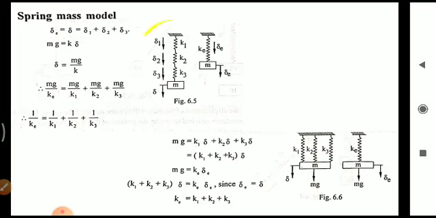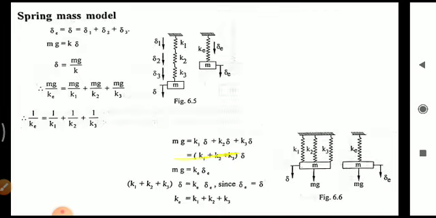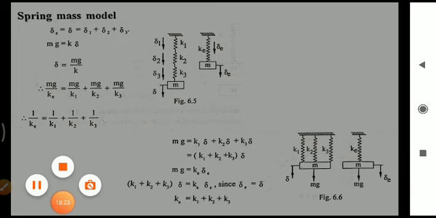So if the springs are connected in series, 1 by Ke is 1 by K1 plus 1 by K2 plus 1 by K3. If the springs are connected in parallel, Ke is K1 plus K2 plus K3. It is almost like how we calculate capacitance in an electrical circuit. Okay. So we will have some problems in connection with the spring mass model. We will be discussing that in our next class. Thank you.